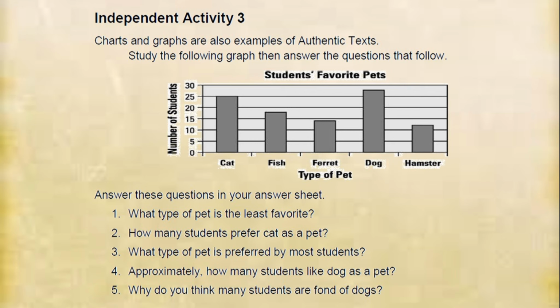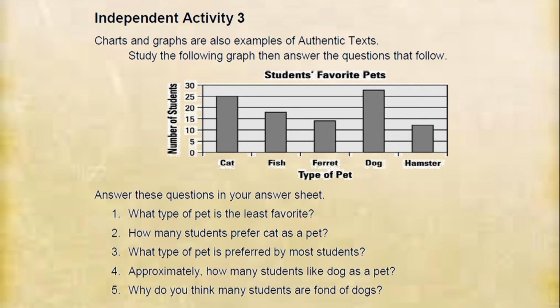Charts and graphs are also examples of authentic texts. Study the following graph, then answer the questions that follow. Answer these questions in your answer sheet.